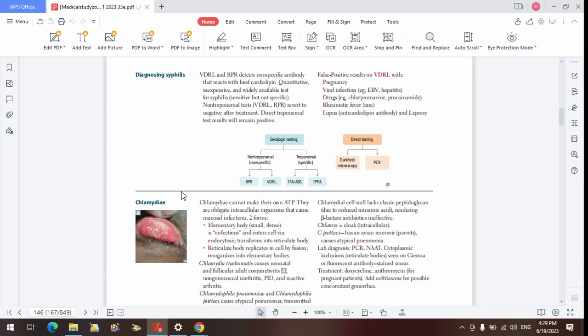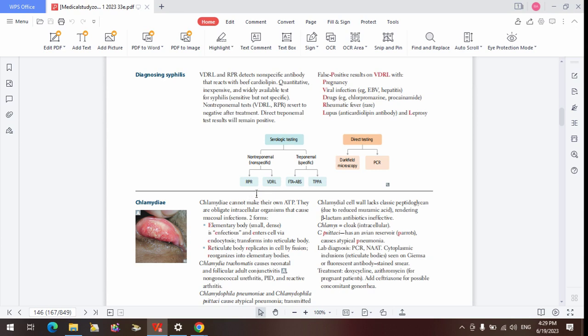Now let's take them one by one. So what are the non-treponema serologic tests? There are two: the venereal disease research lab test and the rapid plasma reagin test. Now, both of them are similar. The only difference is that in the RPR you are adding carbon in order to make the test result very obvious. Now let us start with the VDRL first, so that we can understand what is happening, because once you understand the VDRL, you get what is happening in the RPR.